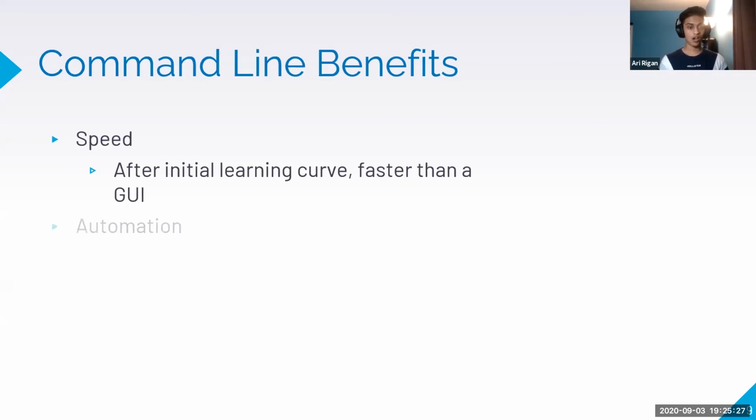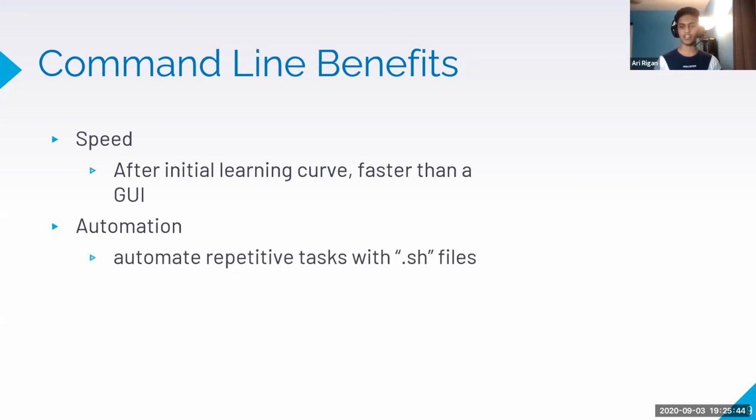Automation. Some of you may have experience with Git. When you want to git add a folder, then commit, and then push, that's three separate commands, but you can automate that with a shell file. We'll show you how to do that later on. Automation saves you so much time because you just type about five characters, the name of your shell file, and it runs all the different commands in that file.